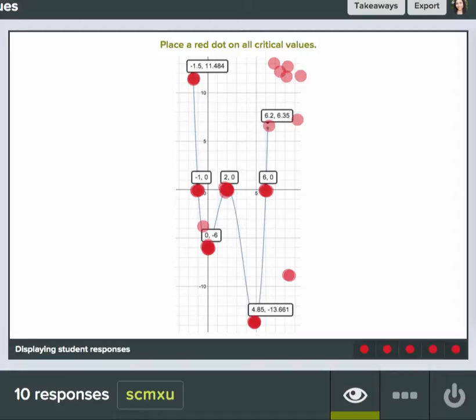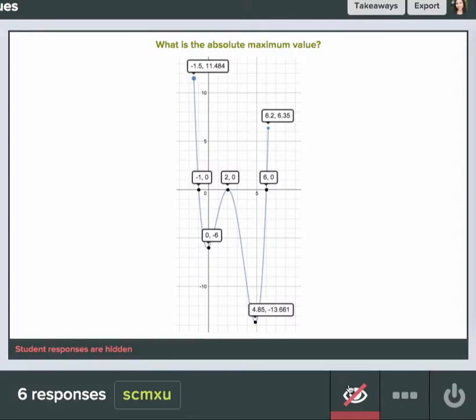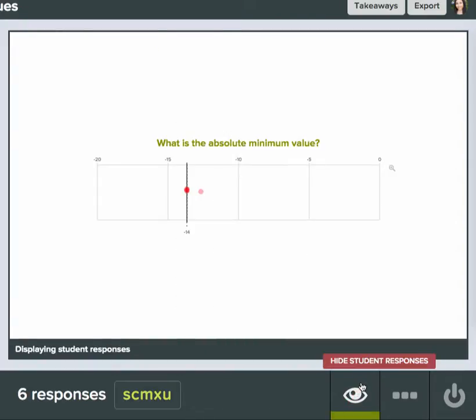This activity was all about getting them to see the connection between the algebraic stuff and the graphical stuff. In this specific slide, you can see that they didn't really understand graphically what critical values meant yet. Here, what is the absolute maximum value? They had to type in the answer. Some students are still forgetting that when I ask for absolute maximum value, I need a y coordinate. Same thing for absolute minimum value, except they're catching on now.